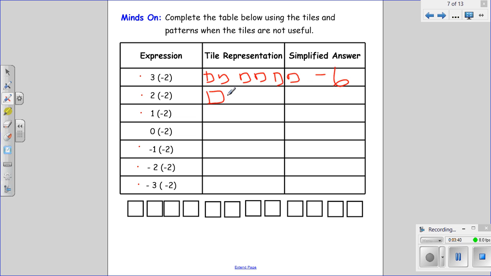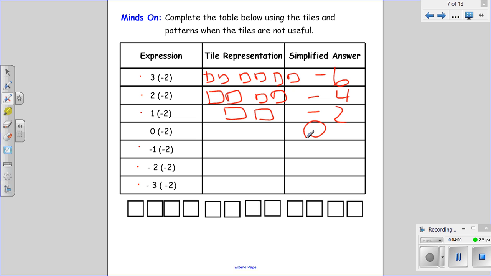2 groups of negative 2. There's 1 group, 2 groups. Well, that's negative 4. 1 group of negative 2. Well, that one's easy. Negative 2. No groups of negative 2. Well, if I don't have any groups, I can't draw anything. So the answer is 0.